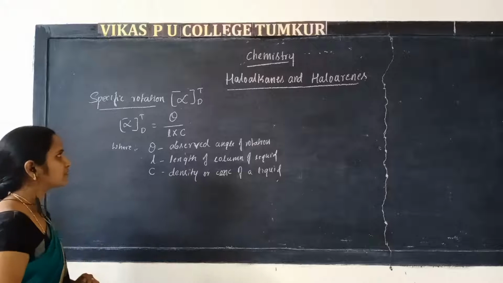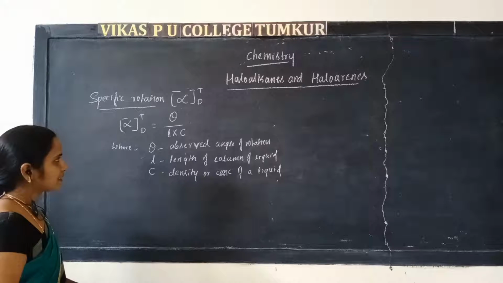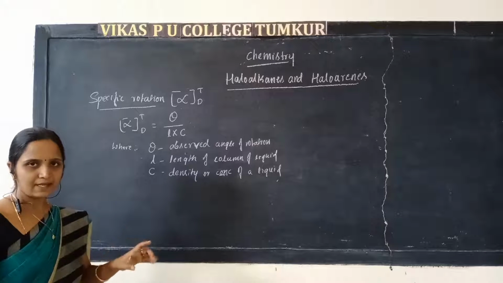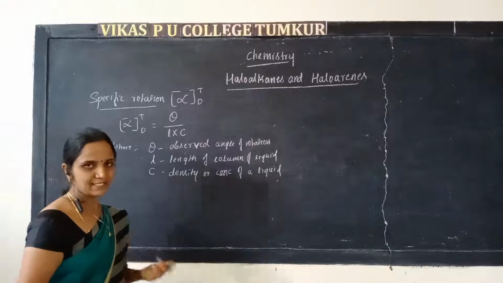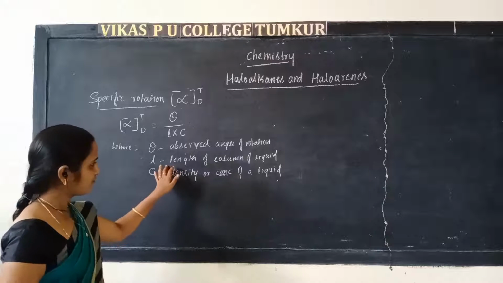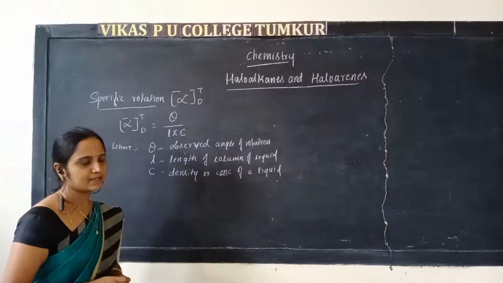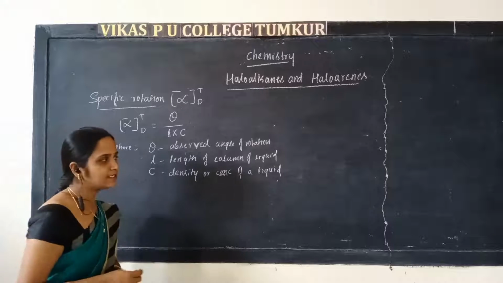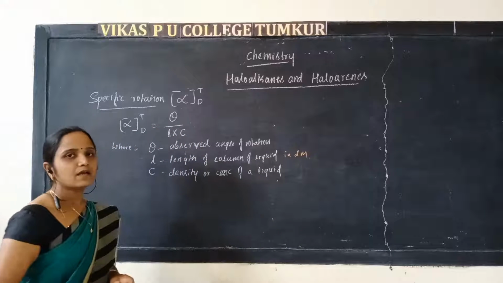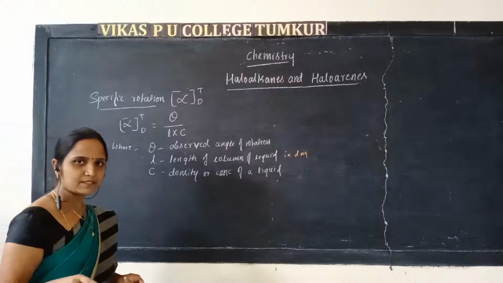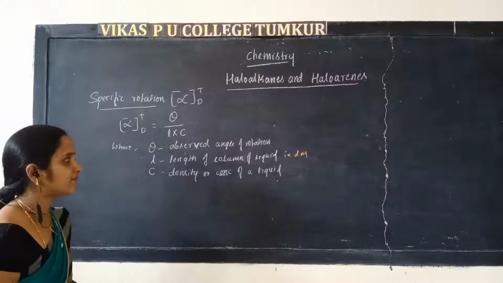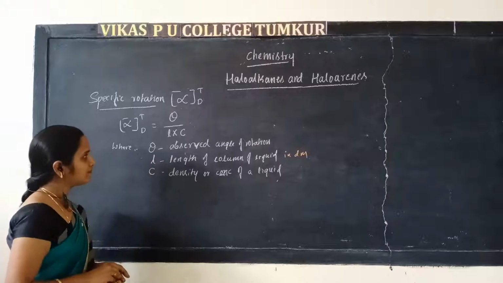The specific rotation is equal to theta by L into C. That is the definition itself: the angle of rotation of plane polarized light for 1 decimeter. The length of the column of liquid is measured in decimeter, for a solution containing 1 gram per cm cube at a temperature T degree, using sodium light.